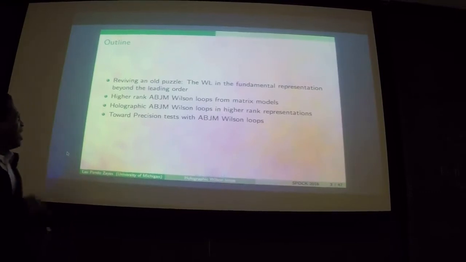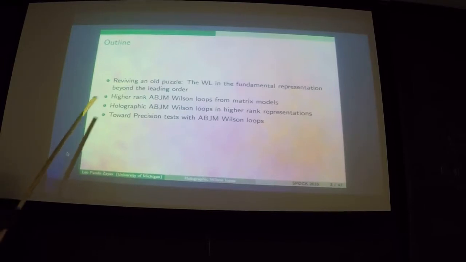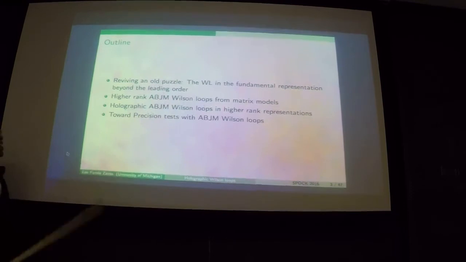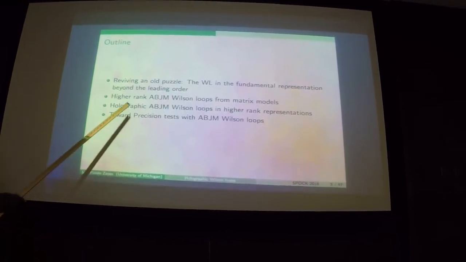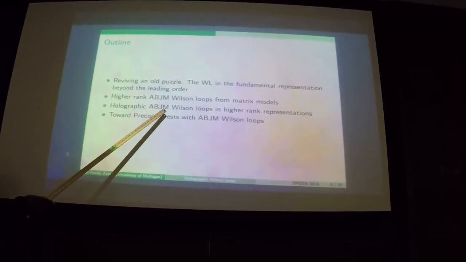So this is my outline. I will start by reminding you of a very old puzzle in AdS/CFT, which has to do with the Wilson loop in the fundamental representation for N=4. And then the new results that I want to report today are essentially about higher rank Wilson loops in ABJM theory. So I will show you the field theory calculation. That was the paper with Jim and Johnny Kottmeyer. And then I will show you some progress in the holographic computation.